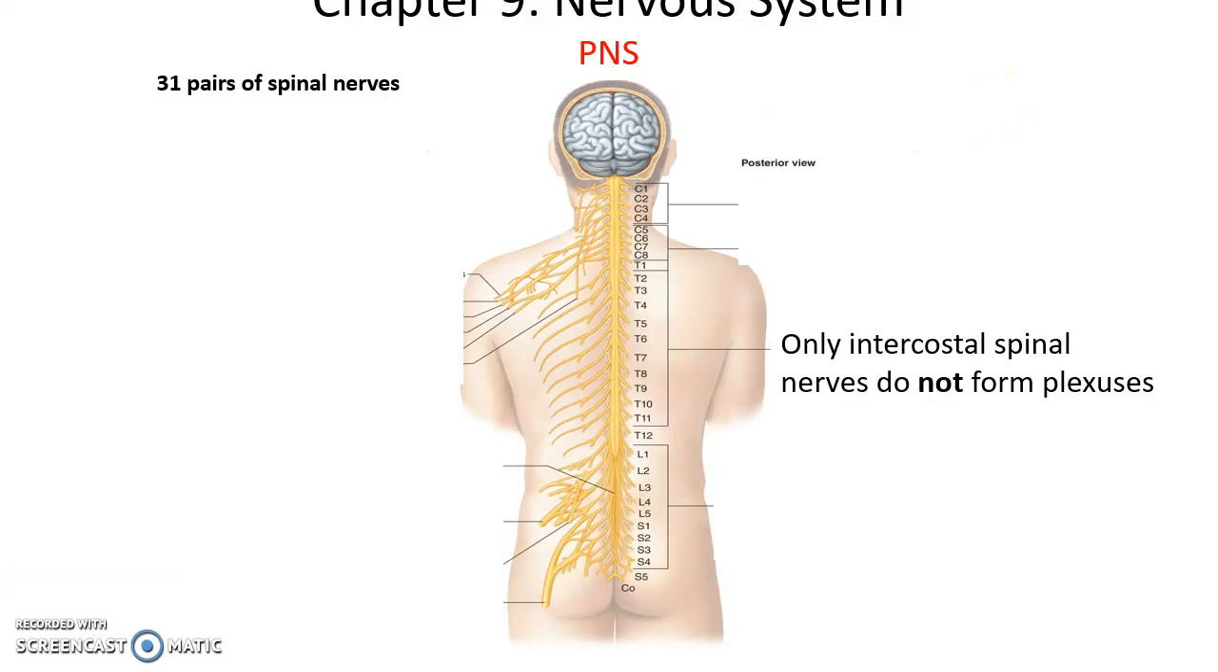All right, then we have the intercostal nerves that are innervating structures in the thoracic portion of the body. The intercostal spinal nerves do not form plexuses. They just innervate the structures they are on level with.